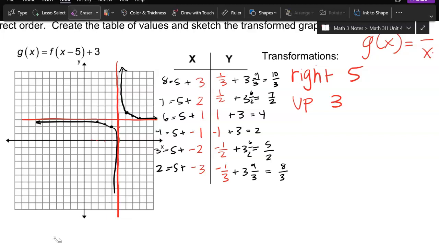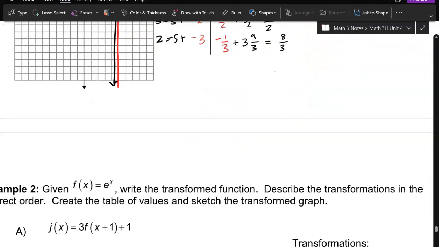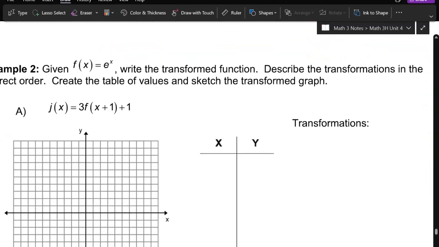I can't get that line to cooperate. There we go. It's a little better. So that would be our graph. All right, let's look at the next one.